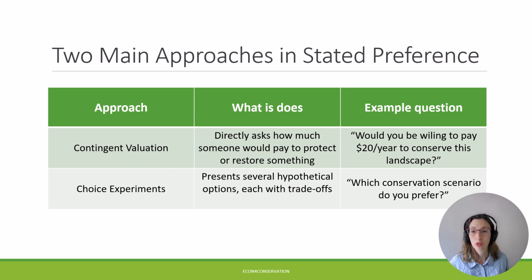Both methods rely on hypothetical questions, but they serve different purposes. Contingent valuation is best when the goal is to obtain a single value estimate, while choice experiments are more useful for understanding relative preference among several attributes, although choice experiments also allow you to calculate the willingness to pay or willingness to accept.